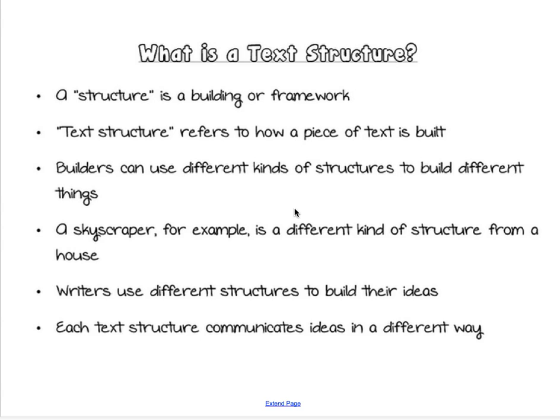Remember, a text structure is a building or a framework for a piece of writing. A text structure refers to how the piece of text is built. Builders can use different kinds of text structures to build different things. For example, a skyscraper is a different kind of structure from a house. Writers use different structures to build their ideas. Each text structure communicates ideas in a different way.